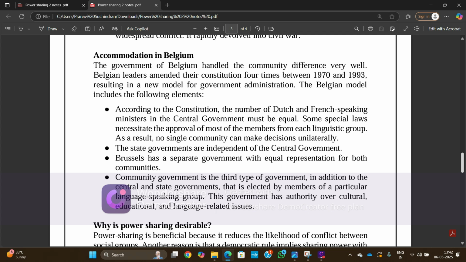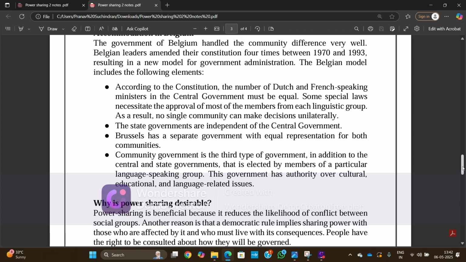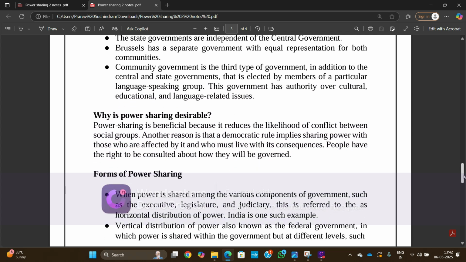So, this Belgian model has been very accommodative. This has bridged the differences between the language speaking communities and it has overall brought unity. And now, this Belgian model has become an inspiration for the other countries which got independence subsequently. Due to this beautiful Belgian model, the headquarters of the European Union is now set up in Brussels.